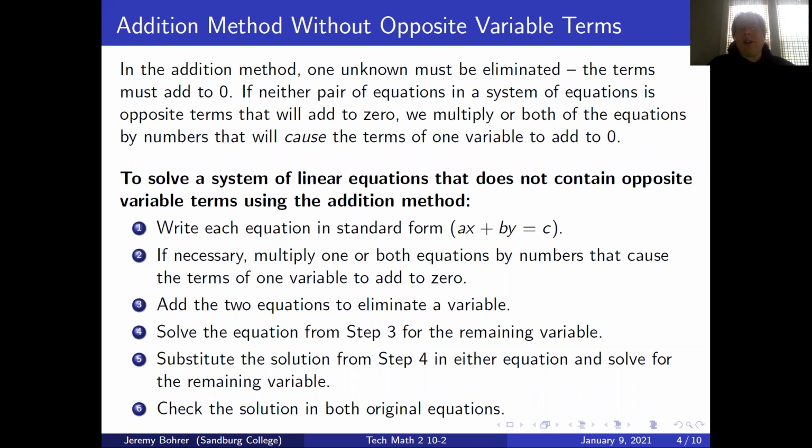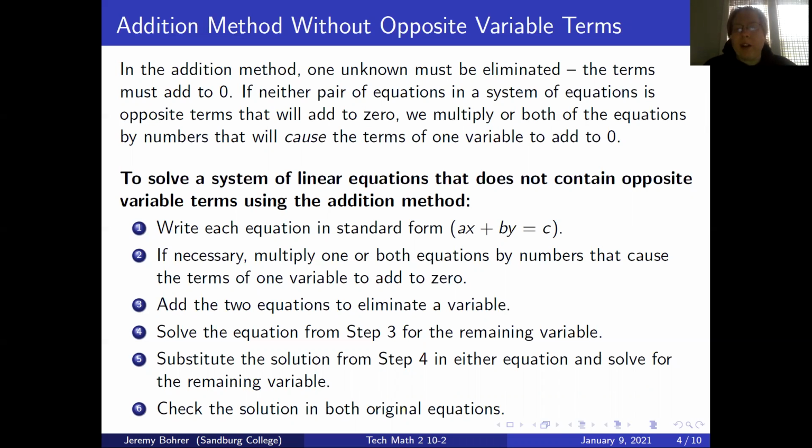Now, if we don't have opposite variable terms, one unknown must be eliminated. The terms must add to 0, and if neither pair of terms in a system of equations is opposite terms that will add to 0, we multiply one or both of the equations by numbers that will cause the terms of one variable to add to 0.